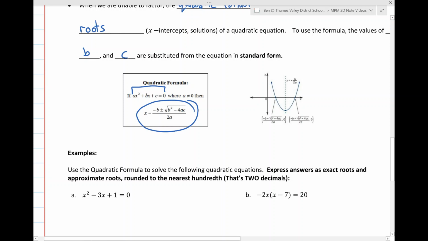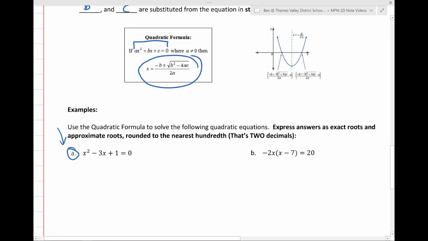Now, we're going to try using this quadratic formula in order to find the roots of these two examples. First, we'll work with a, and in this case, we have x squared minus 3x plus 1. Already, just like before, we need to double check that one of our sides equals 0. And if it does, then we're good to keep going. In this case, it does, so we can jump right into our quadratic formula.